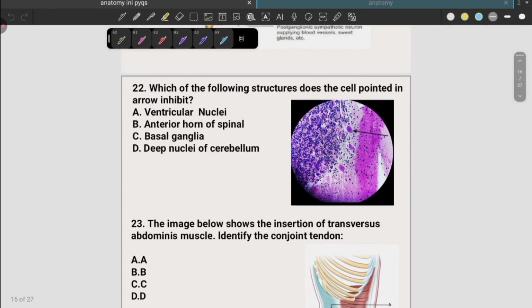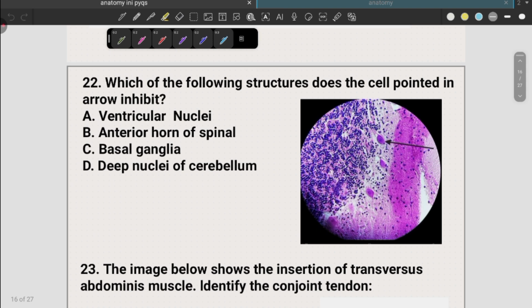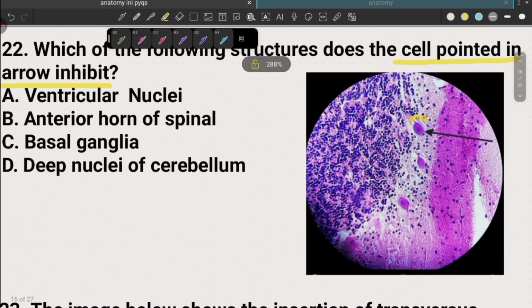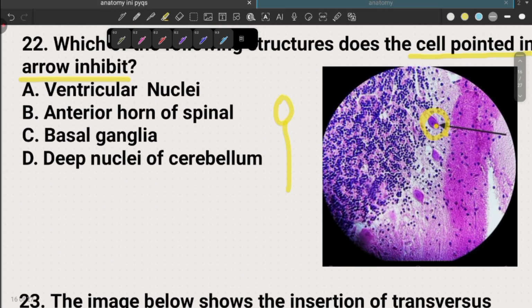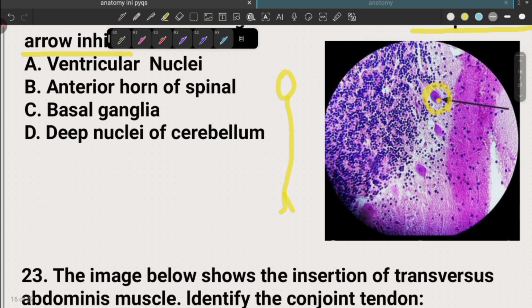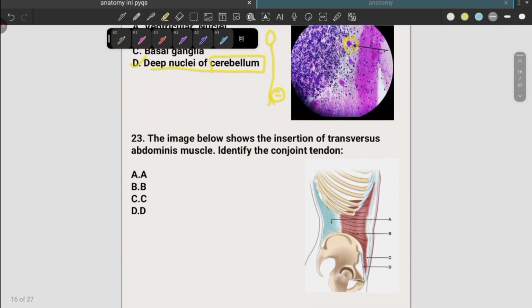next coming to the 22nd question, which of the following structures does the cell pointed by the arrow inhibit? Actually they're asking this cell is inhibiting something. What is it inhibiting? So first we have to identify this cell. This is the Purkinje cell. Purkinje cells have very long nerve fibers. They have inhibitory fibers to the deep nuclei of the cerebellum. Okay, this is also their favorite question only.